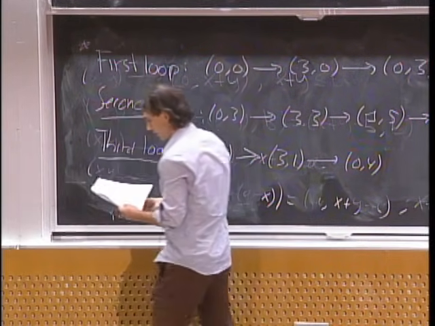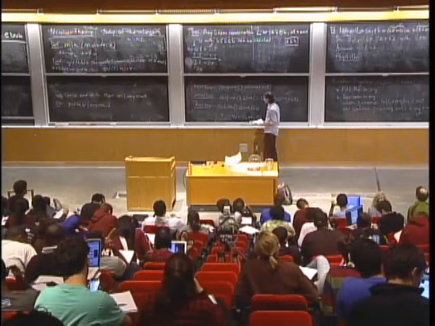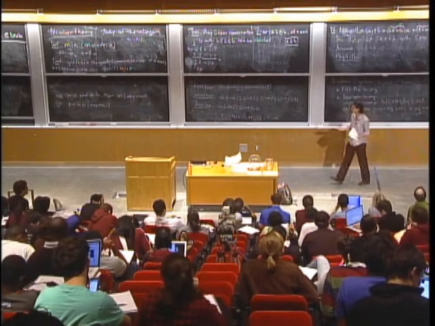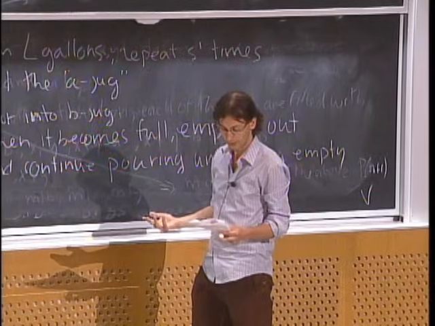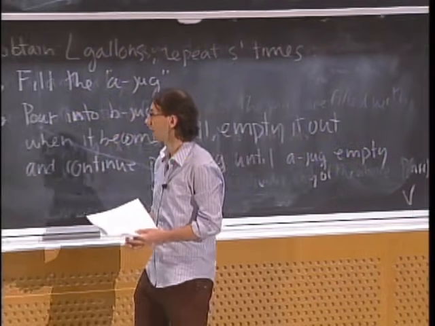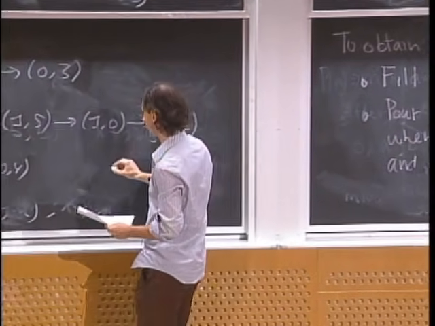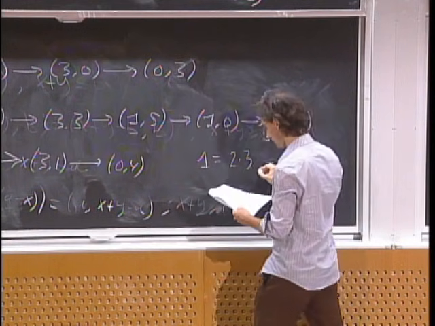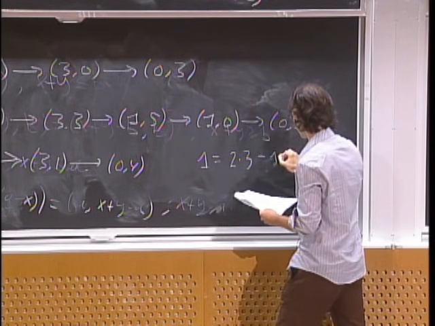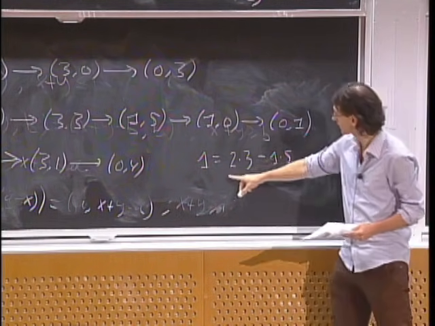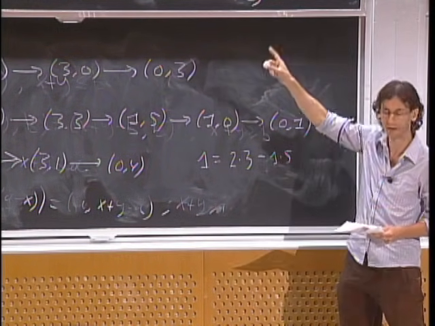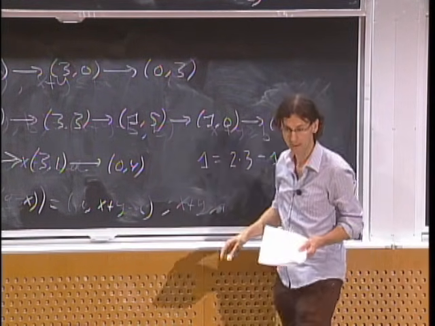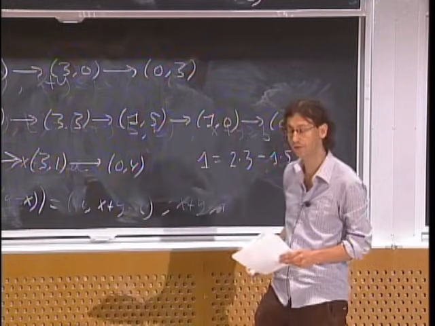In order to do this, let's first of all look at our 5-gallon and 3-gallon example. We know that the greatest common divisor is equal to 1. We know that 1 can be rewritten as a linear combination as 2 times 3 minus 1 times 5. So that means that according to the theorem that we have up here, we can actually make exactly 1 gallon in one of these jugs.